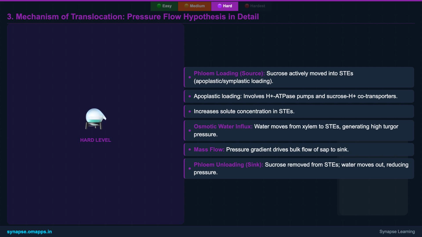This concentrated sugar within the sieve tubes is what primarily drives the osmotic water movement from the xylem, establishing the high turgor pressure at the source, which is the engine for mass flow. Unloading at the sink can also be active or passive, depending on the sink's metabolic needs.